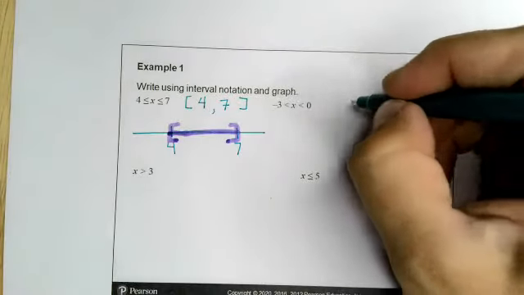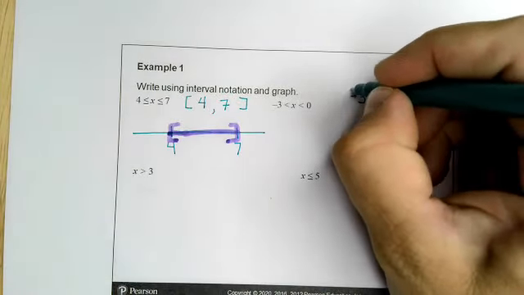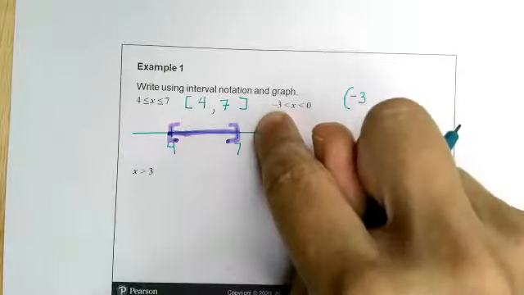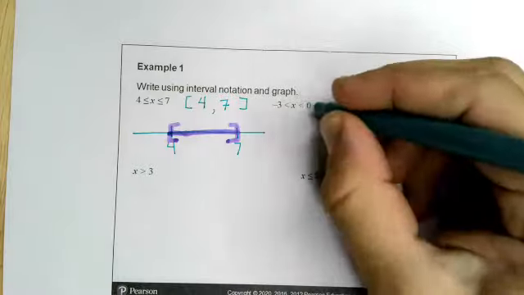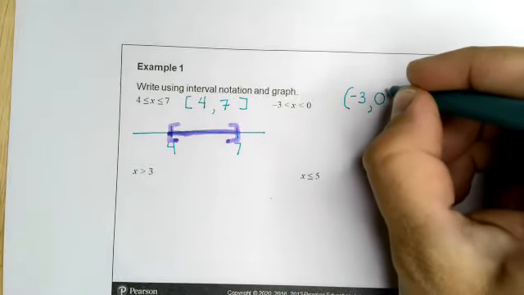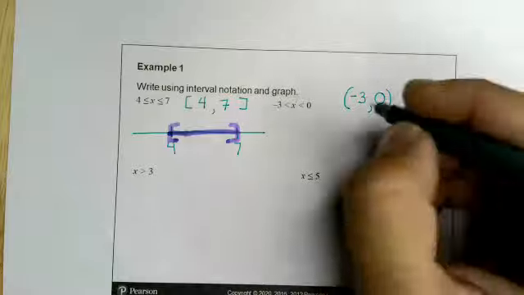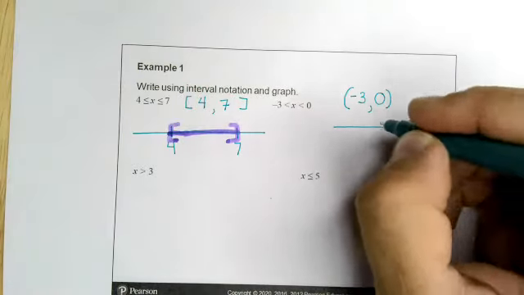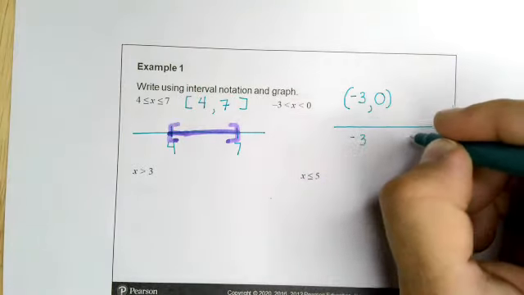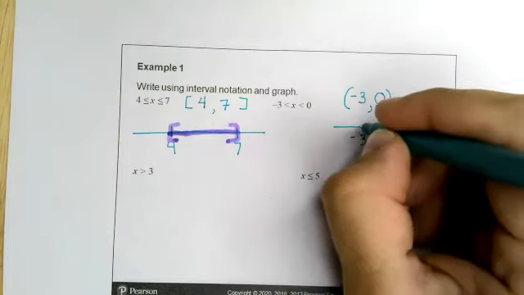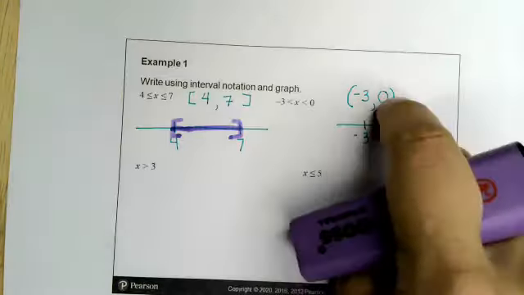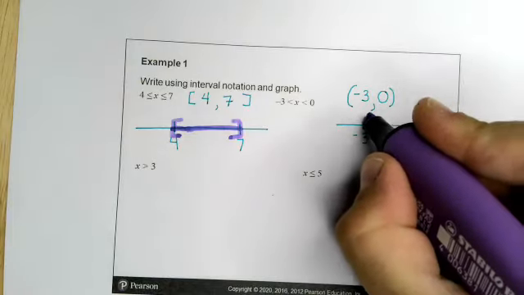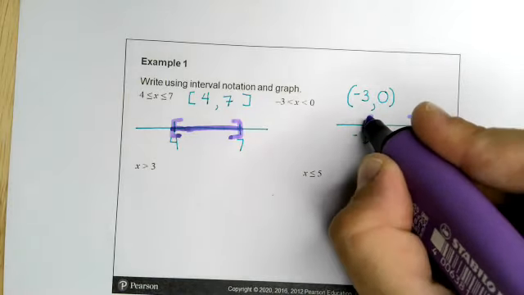Here, x is greater than -3. It does not include -3, so it's a parenthesis. And x is smaller than 0. It does not include 0. Just like I have parentheses here, because it does not include, I'm going to put parentheses on my graph because it does not include those numbers.